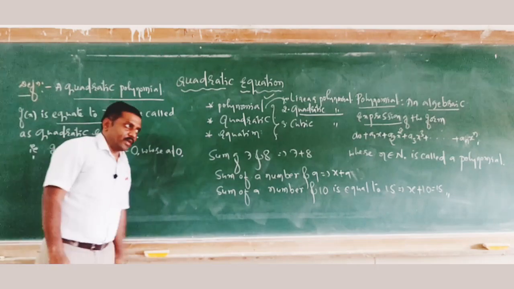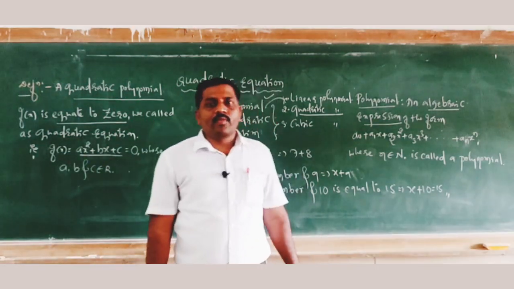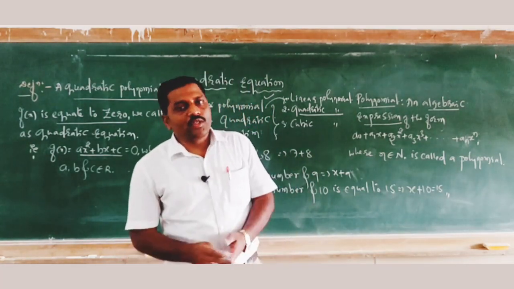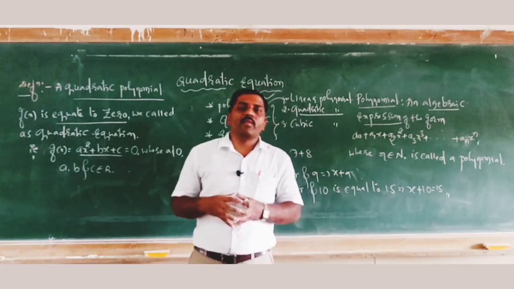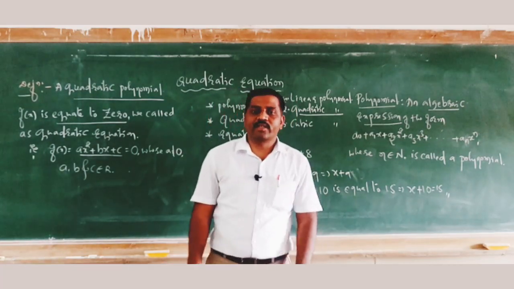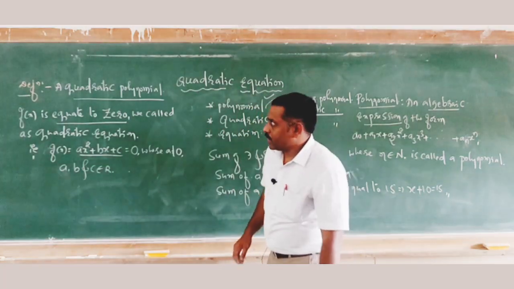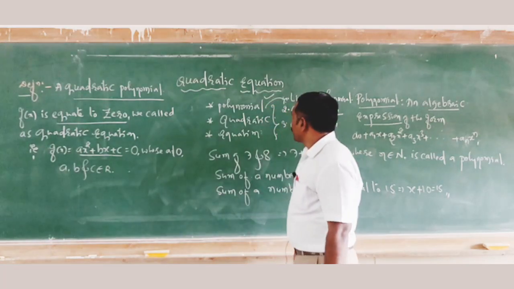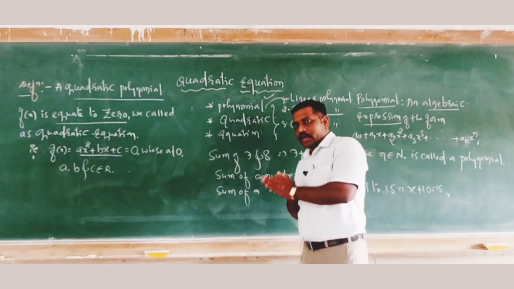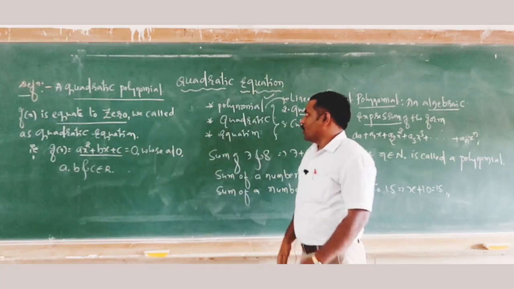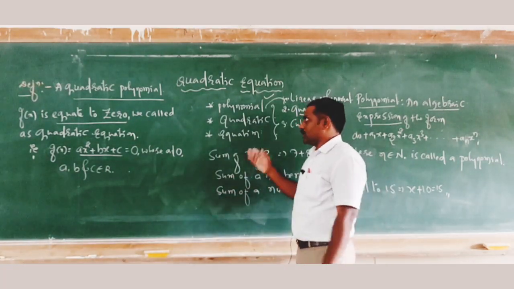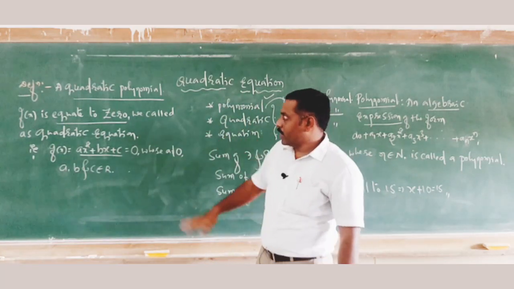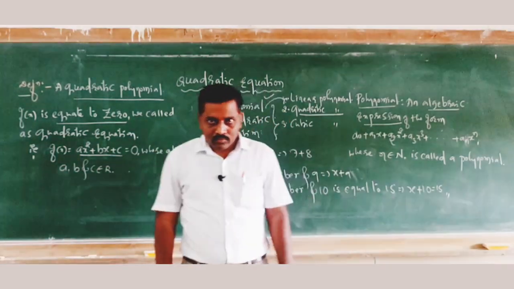Equated to 0 is nothing but a quadratic equation. Okay, dear students, in this video we have just discussed what is meant by a quadratic equation. To understand the definition of a quadratic equation, first you need to know about the polynomial, about the quadratic polynomial, and about the equation. These three things you have to understand, then ultimately you can understand the definition of the quadratic equation, no doubt.